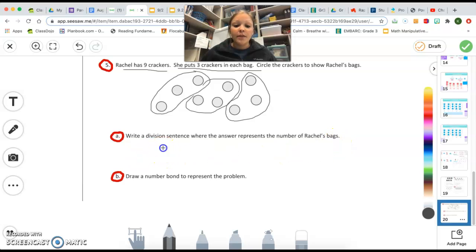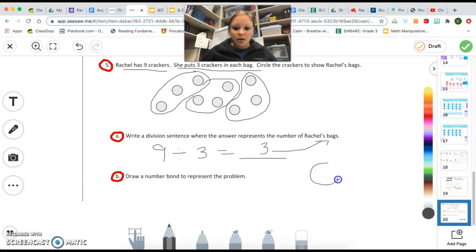Well, we know that the total goes first in a division sentence. We divided them into groups of 3, and we know that there are 3 groups or 3 bags. And we wanted to make sure that our answer represented the number of bags, and there are 1, 2, 3 groups or 3 bags. So now we're going to draw a number bond.